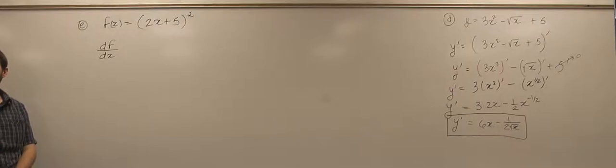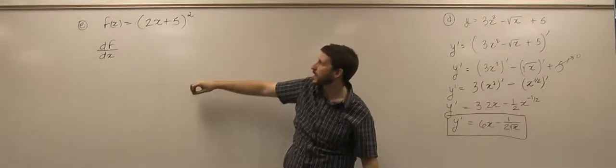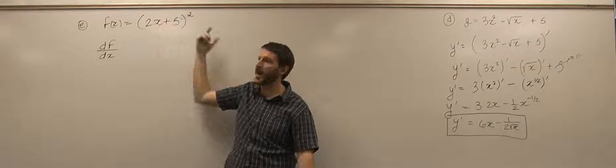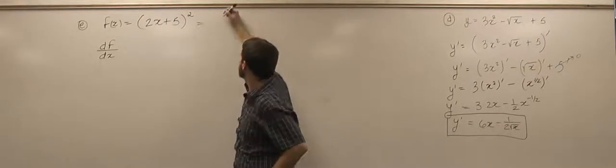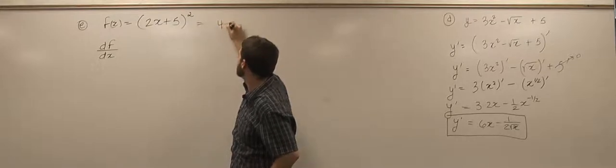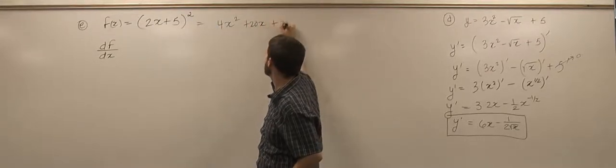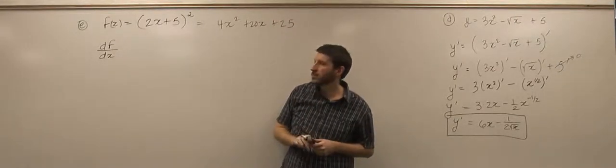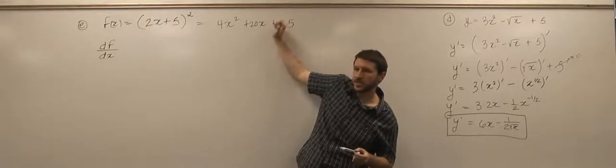Yeah, you got to FOIL it out first before you do anything. The power rule doesn't apply unless you just have x to the n. Since this is more than just x in here, you have to FOIL this out. So I would do some expanding. This is going to end up being 4x squared plus 20x plus 25. That makes sense? So now you can do your power rule on each of these.